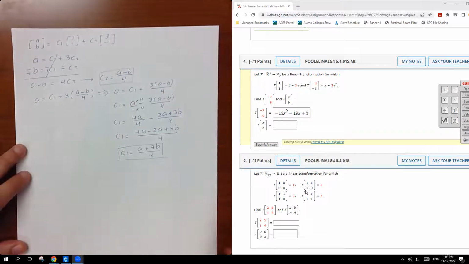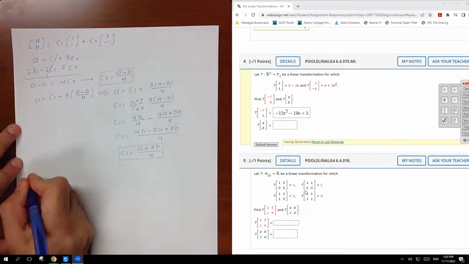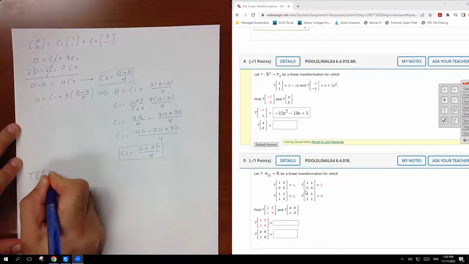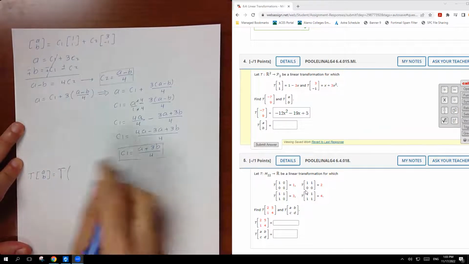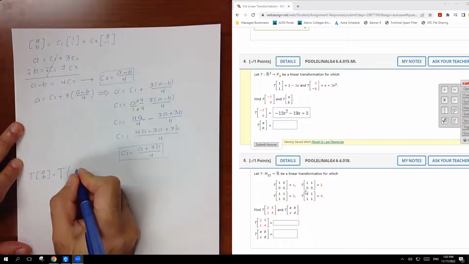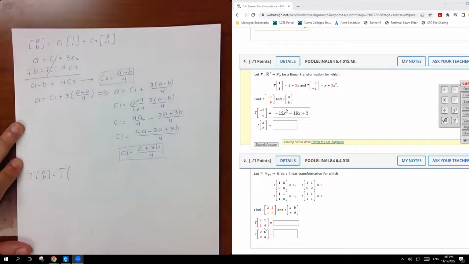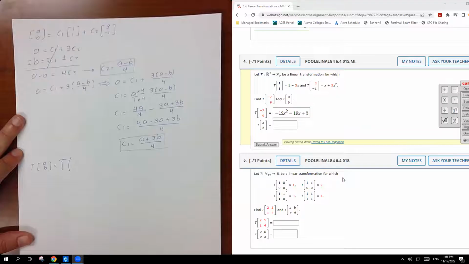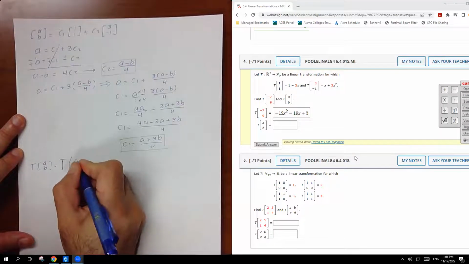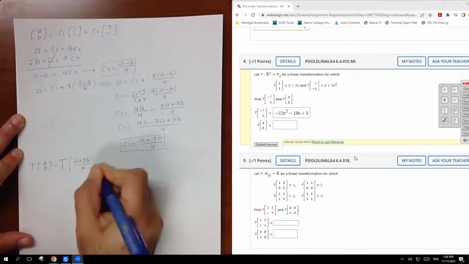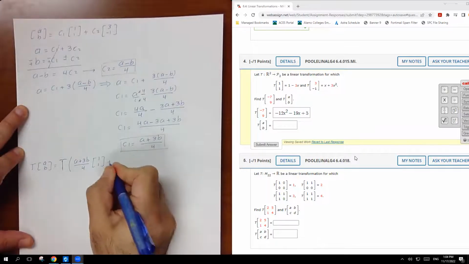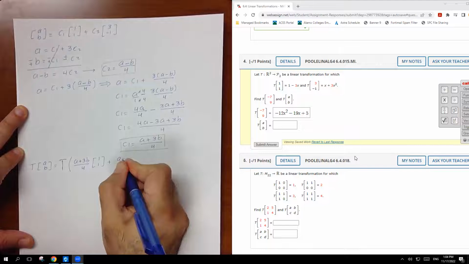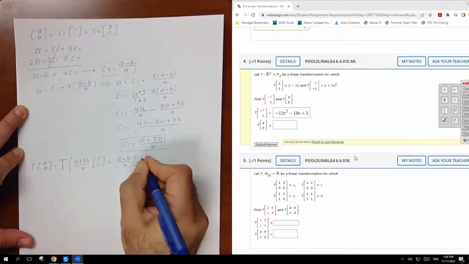Now we need to find the transformation for A, B. So the transformation of A, B is going to be equal to the transformation of C1, which is A plus 3B over 4, times 1, 1, plus C2, which is A minus B over 4, times 3, negative 1.